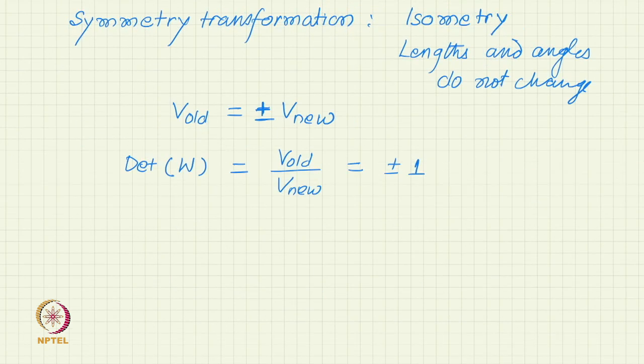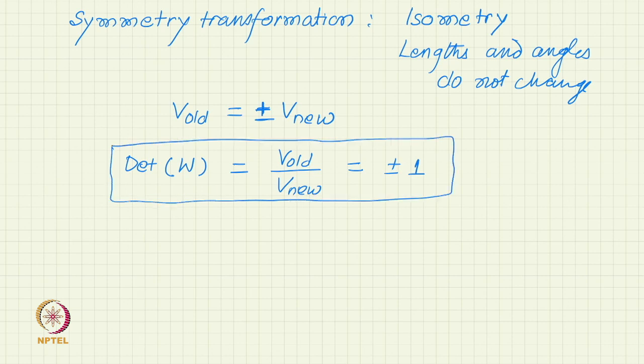So, this is an interesting result and we have to keep it in mind. It is also a check, after you have written your symmetry operation, on whether you have made any numerical mistake. If you calculate the determinant and it comes out different from either plus 1 or minus 1, whatever it may be, it is not a symmetry operation.